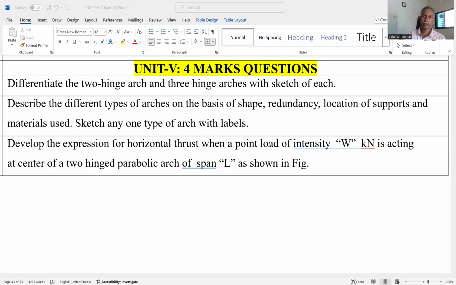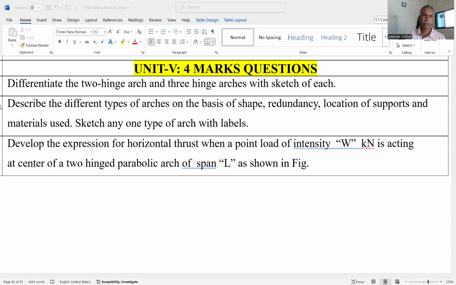Today we have discussed the analysis of arches. Basically, there are three types of arch, but from the examination, or we can say from the analysis point of view, or in practice, we have generally used three hinge arch or two hinge arch.